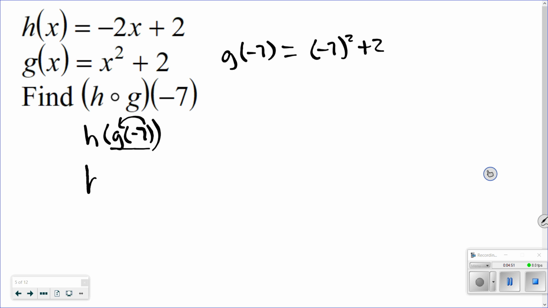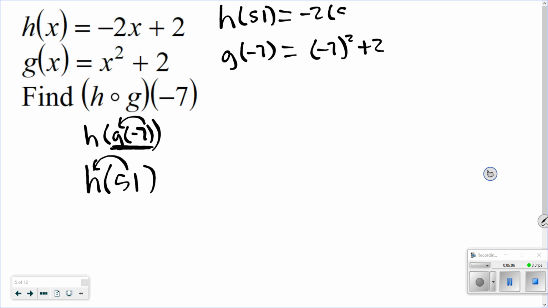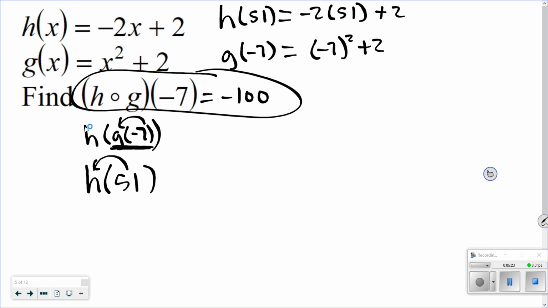So now I have h of, and that inside part came out to be 51. Now I've got to take 51 and plug it into h. So let's go up here and plug 51 into h. That would be negative 2 times 51 plus 2. You can grab a calculator and plug that in there. I think negative 2 times 51 is negative 102, plus 2, so negative 100. So my answer is h of g of negative 7 comes out to be negative 100. But again, the idea is this: I plugged negative 7 into g, got my answer, which was 51, and plugged that into h. And that was my final answer.